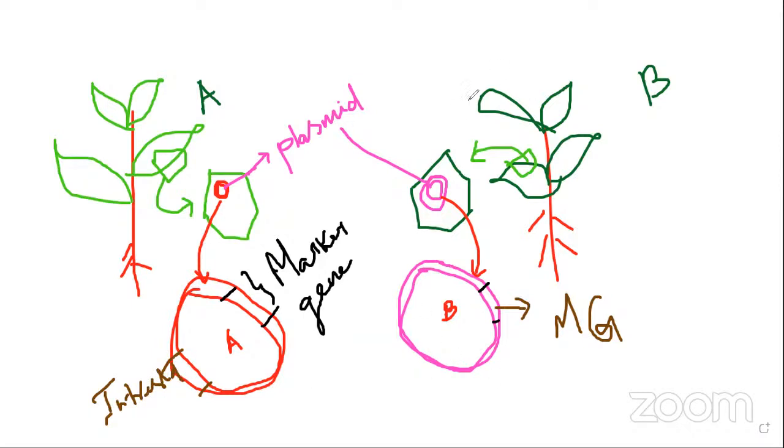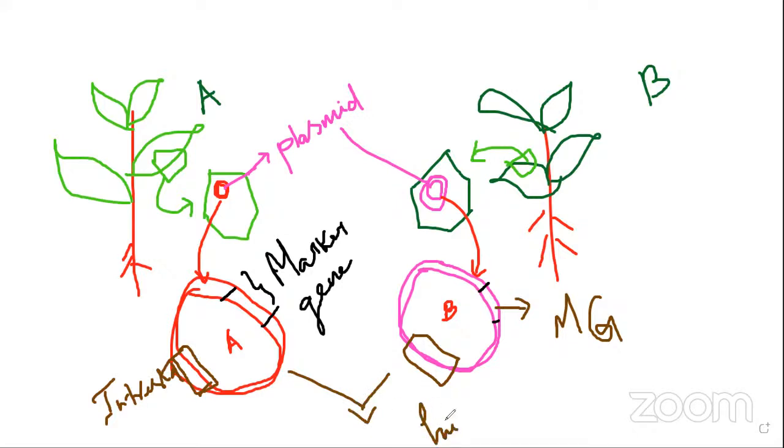Likewise, here also you can use different colors. Different colors mean you can easily identify. So this one is the interested gene. Just imagine this portion is the interested gene. Here, this portion is the interested gene. So here the marker gene is also there, and the interested gene is also there. So both are brought into close contact.